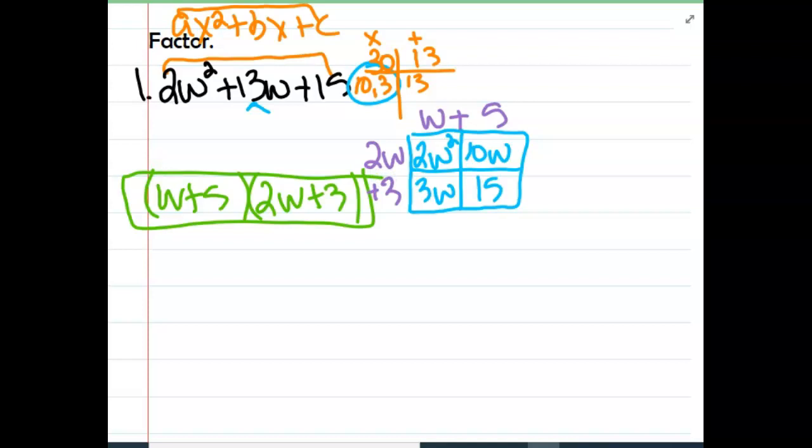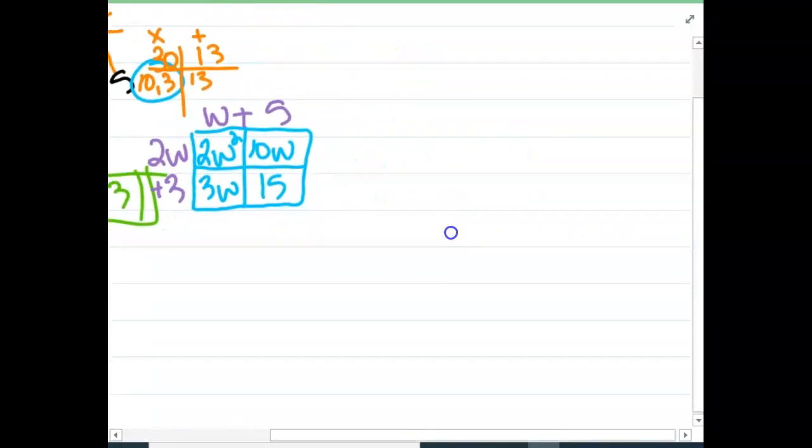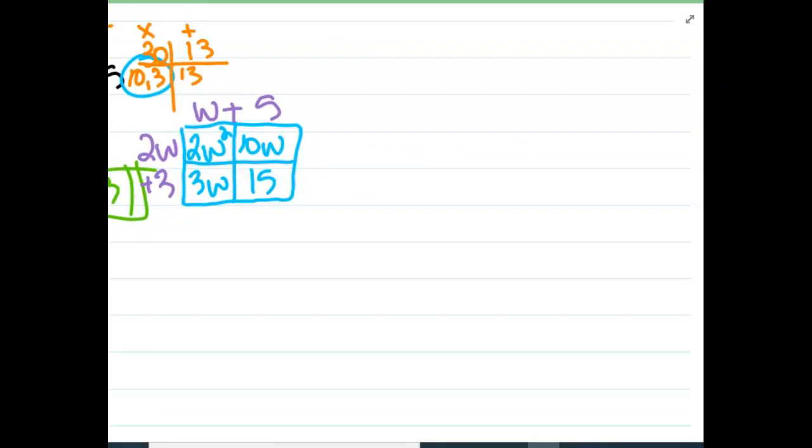Okay, we're going to do one more using the AC box method, and then we'll jump to the airplane method. That's a little bit quicker, because I know these are probably a little intimidating right now, thinking about how much work and how long they take. Okay, number 2. Let's do 5t squared minus 24t minus 5.